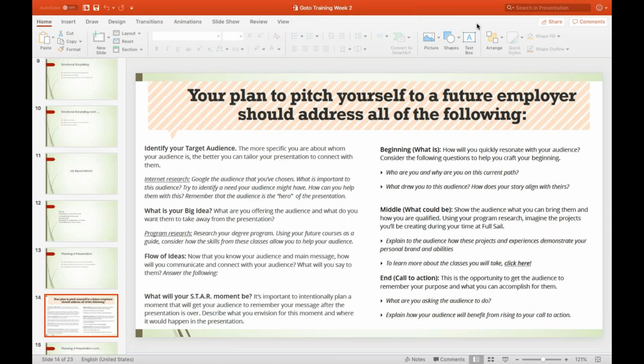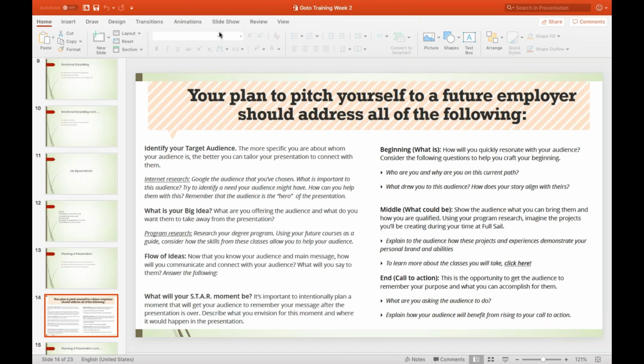Your big idea: what are you offering, and what do you want them to take away from the presentation? How are you going to get them to say that was a really good idea? How do you want them to feel after it's done? If you research the degree program, using your future courses as a guide, consider how the skills from the classes allow you to help your audience. Even if this is your first class, you could talk about the future classes you're going to take as if you're already taking them. Just look at what the course describes.